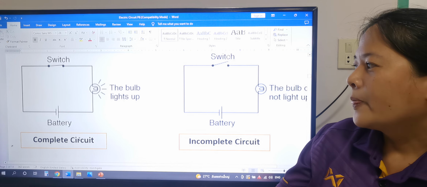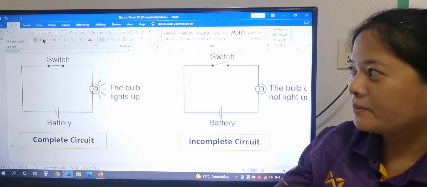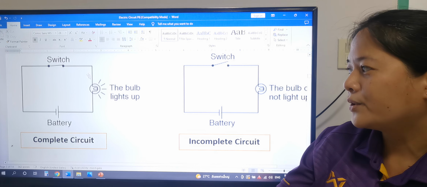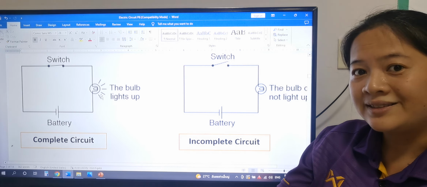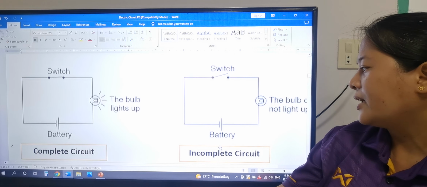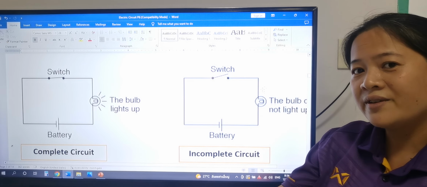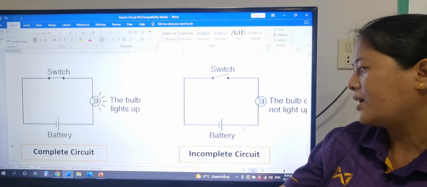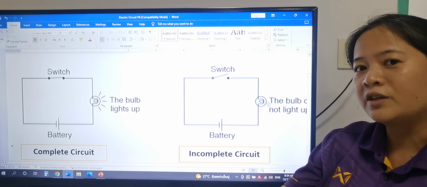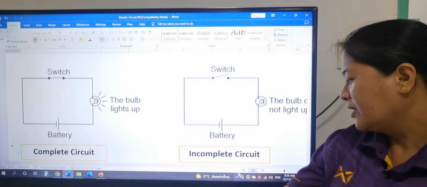Here, when the circuit is complete, it means that the bulb lights up because the switch is closed. The electricity can flow through it and the bulb will light up. So it's a complete circuit. An incomplete circuit has all the same components, but the bulb does not light up, maybe because the switch is open or there's something wrong. It's called an incomplete circuit when the bulb does not light up.